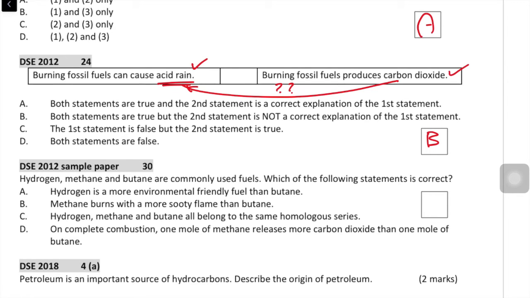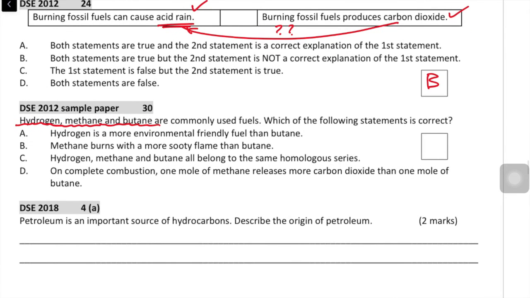Well, next, we use hydrogen, methane, and butane for fuel. Which of the following statements is correct? Yes, hydrogen is environmentally friendly because it can burn to form water only. Even CO2 it does not form, so it would be better, right? The second one, methane bonds more sturdy than butane? No.